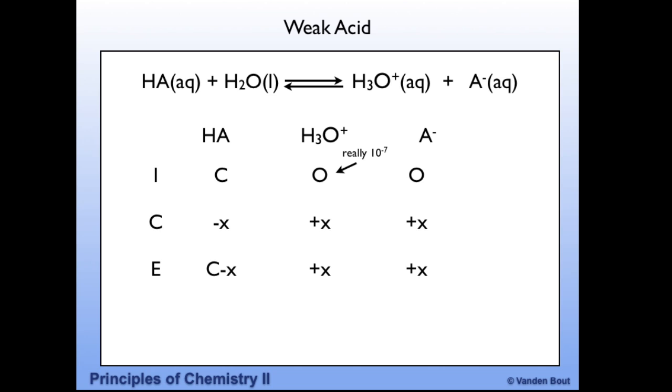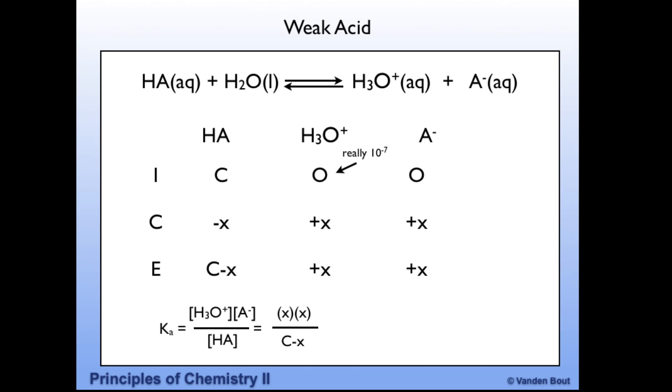Then at equilibrium, we have our initial concentration minus some very small change, X, and then the hydronium ion concentration will be X, and the conjugate base concentration will be equivalent to that. If we put that into the equilibrium expression, we get that Ka is the concentration of hydronium and the conjugate base, those are the products, divided by the concentration of the reactants, the protonated form of the acid. Plugging this all in, we get that that's X times X over C minus X.